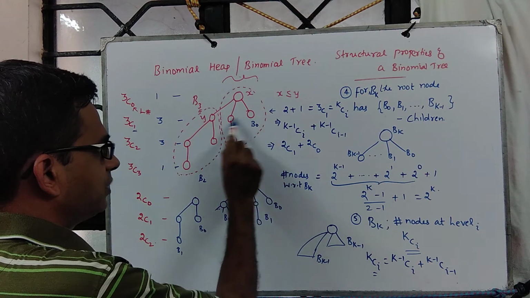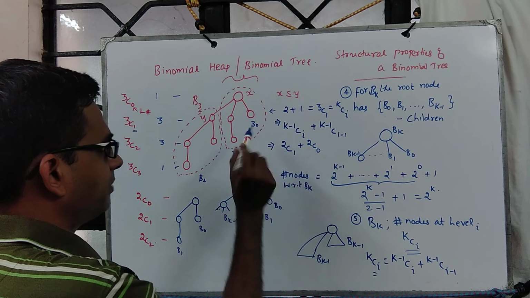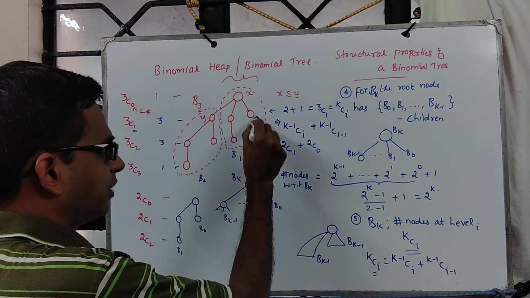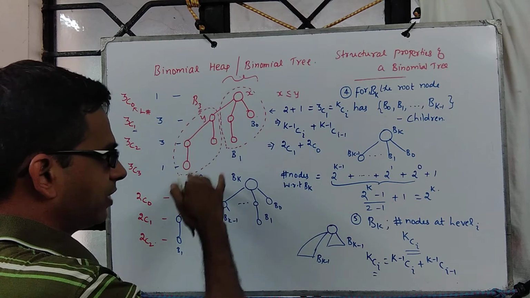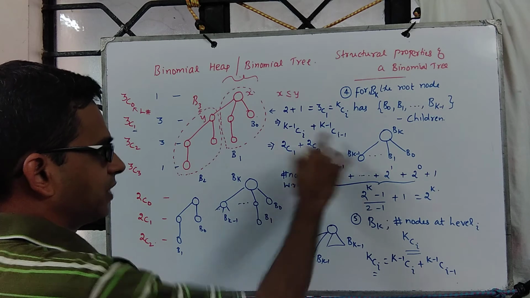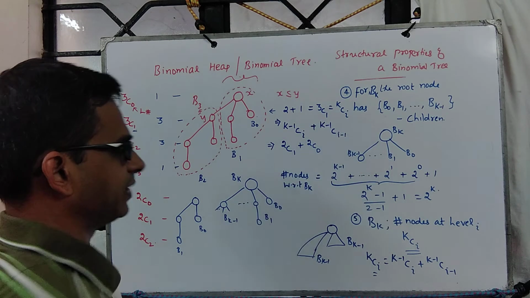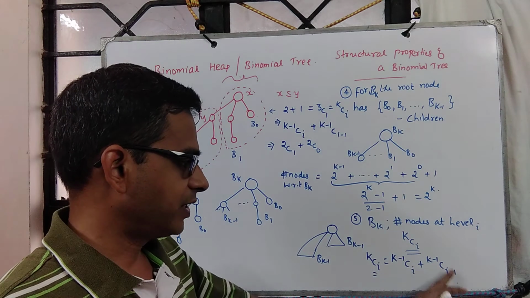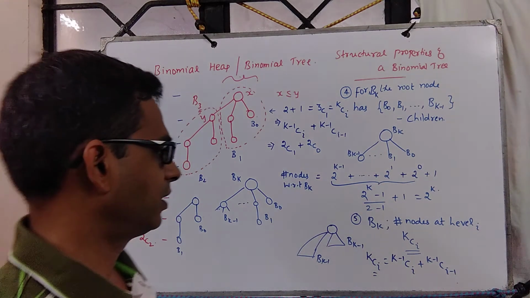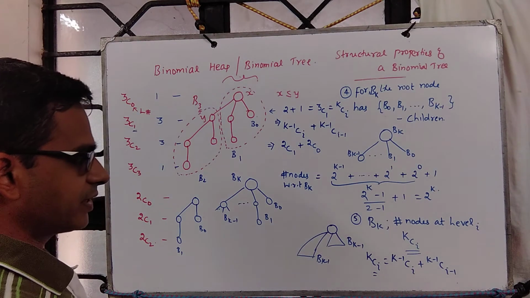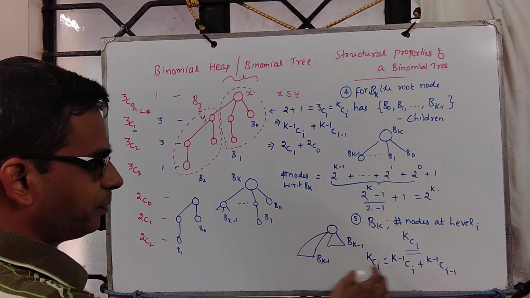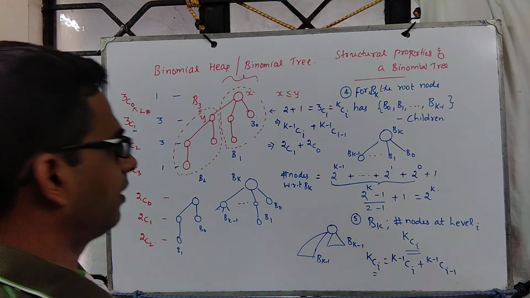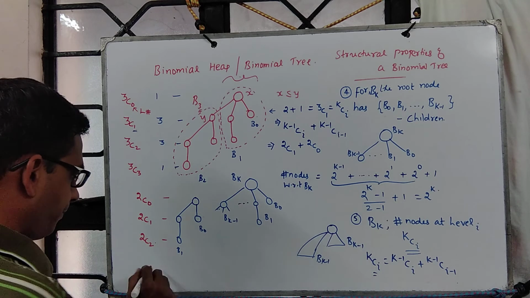So the contribution from this one is k minus 1 choose i, because the level number for this b(k minus 1) and bk are one and the same. For the other one it is pushed one level down, so it becomes i minus 1. So this is precisely 3. In general, k choose i is k minus 1 choose i plus k minus 1 choose i minus 1. So that brings the connection between binomial trees and the binomial coefficients.